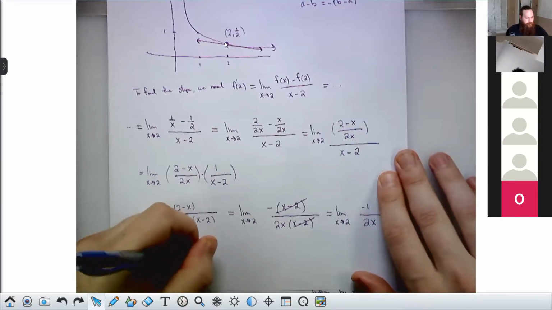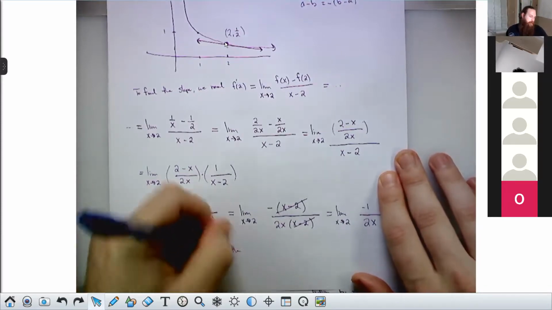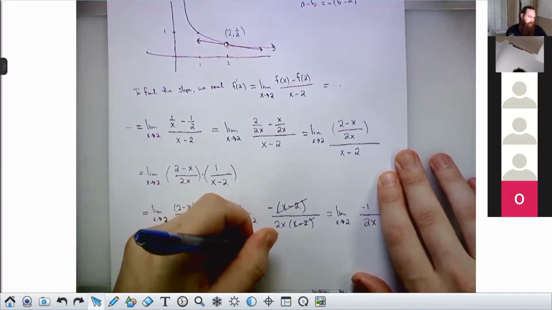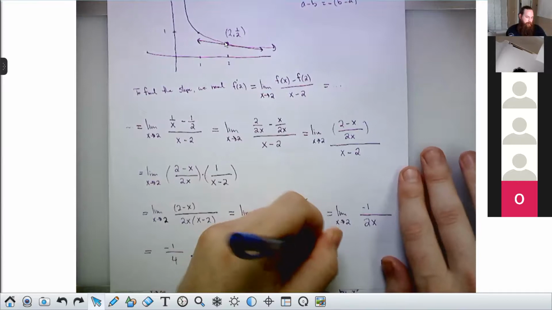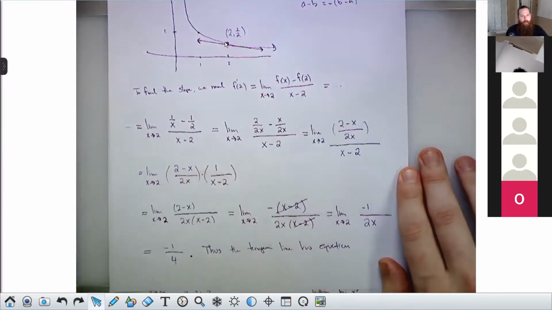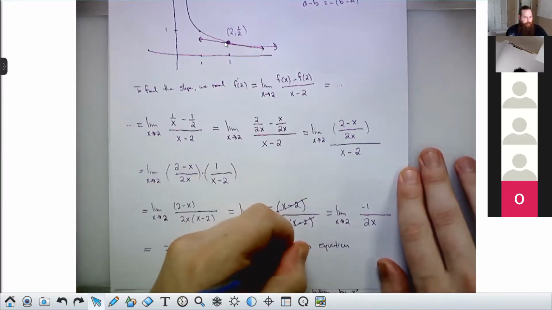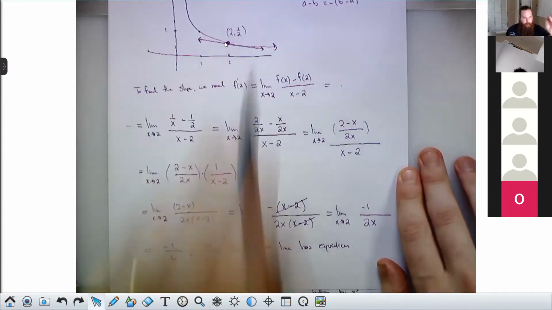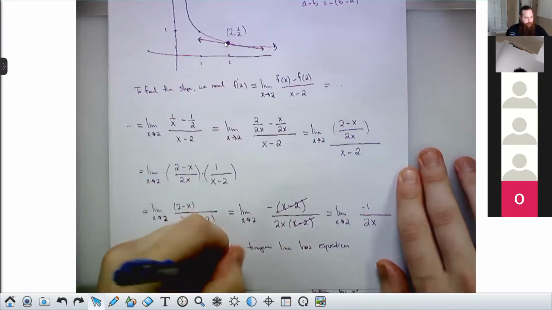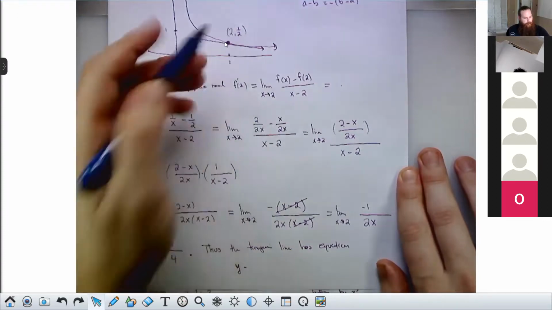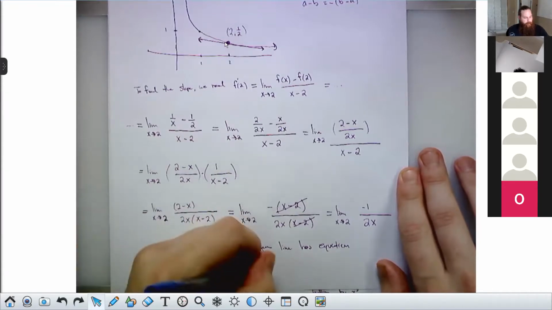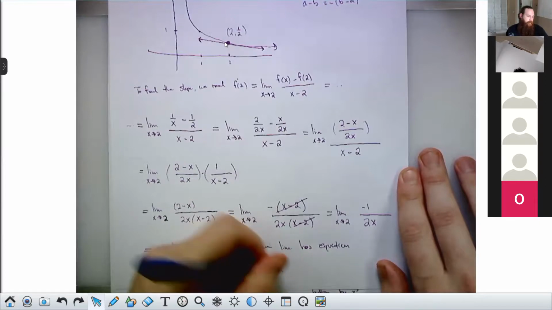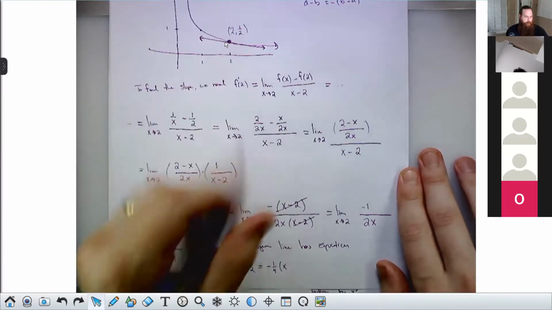Thus, the tangent line has equation. You use your point slope formula. You have a point, the point is (2, 1/2), and you have a slope, it's negative 1 fourth. So that's y minus y1, and y1 here is 1 half, equals m, that's negative 1 fourth, times x minus x1, which is 2.